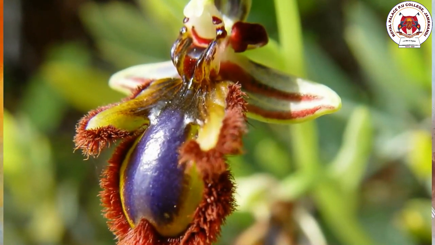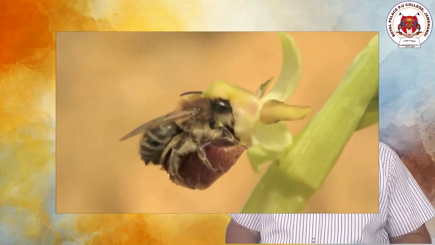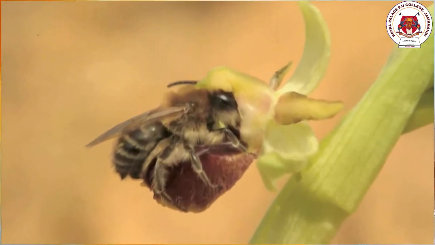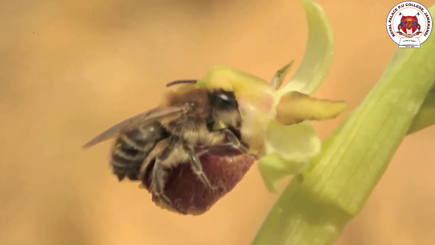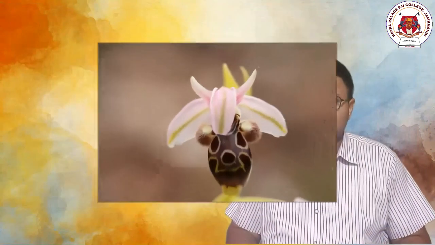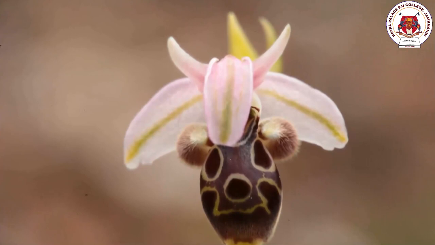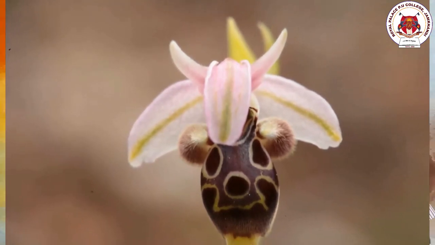Okay, so this topic comes under the subtopic called pseudocopulation, wherein pseudo means false and copulation means intercourse. Here the male bee thinks that the petal of an orchid plant is the female bee and pseudocopulates with it, which means it does sexual intercourse, which is actually a false sexual intercourse. While doing so, the body of the male bee takes up the pollen grains of the orchid plant, and when it moves to another orchid plant, it dusts off the pollen grains present on its body and pollinates the other orchid plant. So students, this is the end of the last topic of this chapter, that is mutualism.